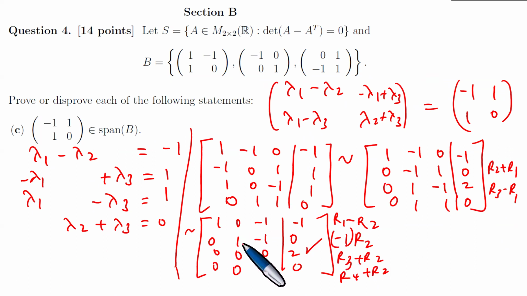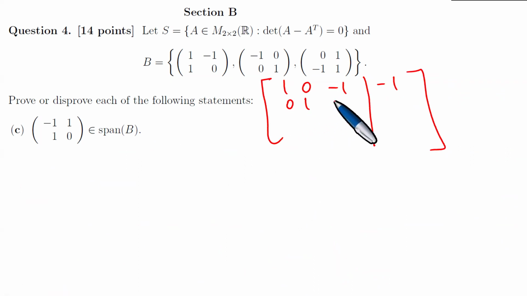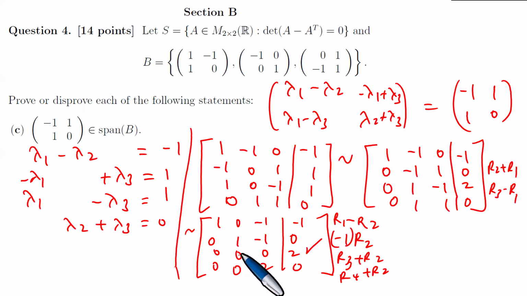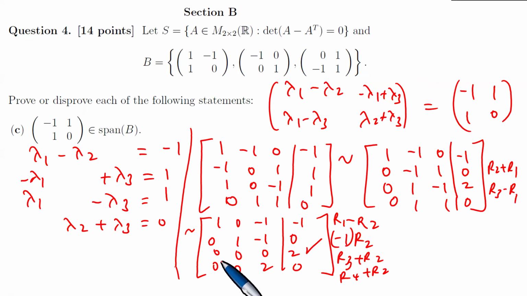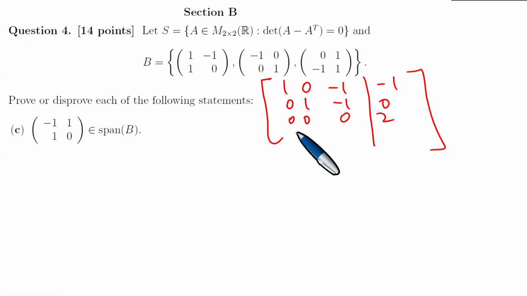And then we have 0, 1, minus 1, 0. And then 0, 0, 2, 0. Okay, good.